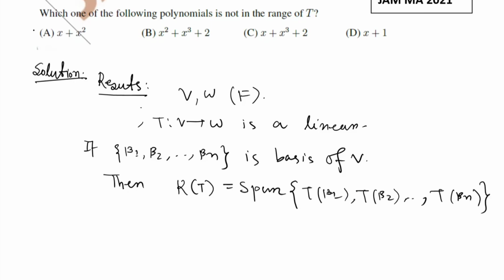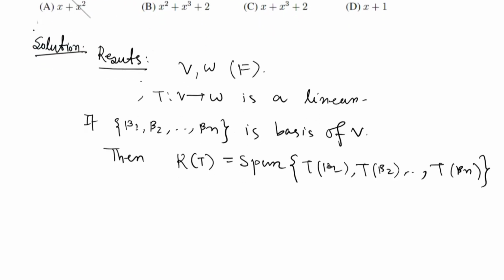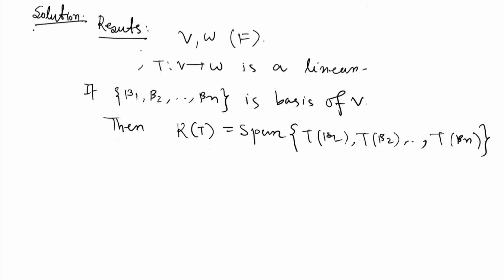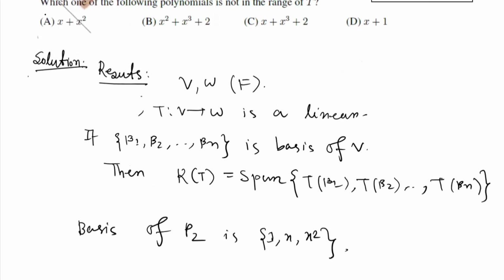Now use this result here. First of all, find the basis of P2. So we know that the basis of P2 is 1, x, x square. Next we find T of 1, T of x and T of x square.